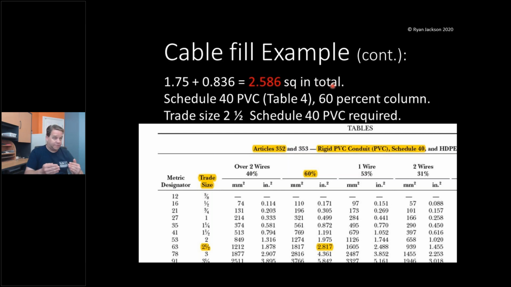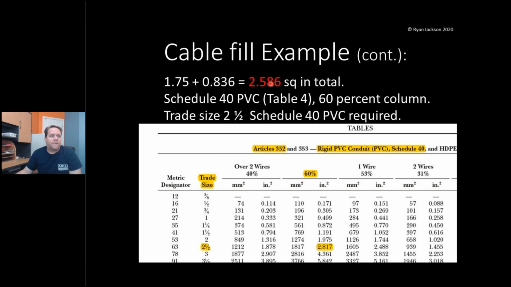We go to Table 4 in Chapter 9. We look through the headings and we make sure that we're using the right table. It's not enough to know that we're using rigid PVC conduit. We need to make sure we're using schedule 40, not schedule 80, because schedule 80 has a smaller internal diameter than schedule 40. We already established that we can use the 60-degree column.